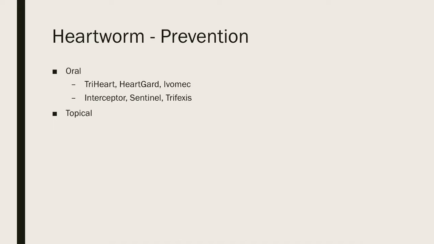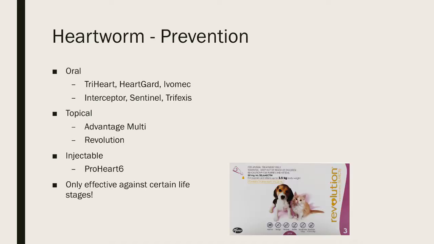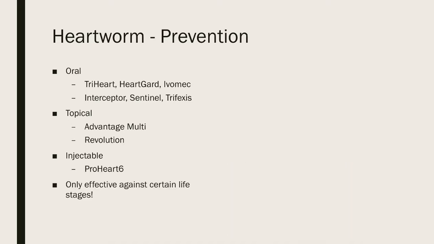We've got topicals. All of these are given monthly. You could have Advantage Multi or Revolution. And then there is an injectable product that's less likely to be administered in the shelter. It's quite pricey, but it's called ProHeart 6. It's important to know that all of these preventatives are only effective against certain life stages. And so being a relocation partner, it's important to recognize this.